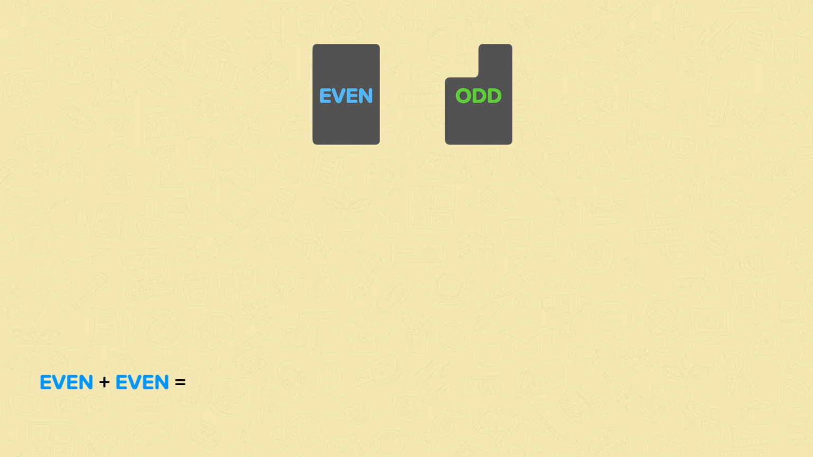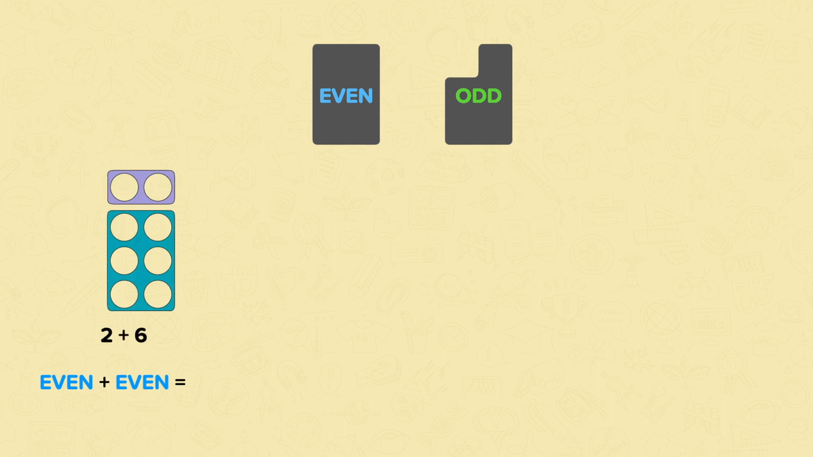Well, let's use 2 and 6. 2 plus 6 equals 8. 8 is an even number. So, an even number plus an even number is an even number.